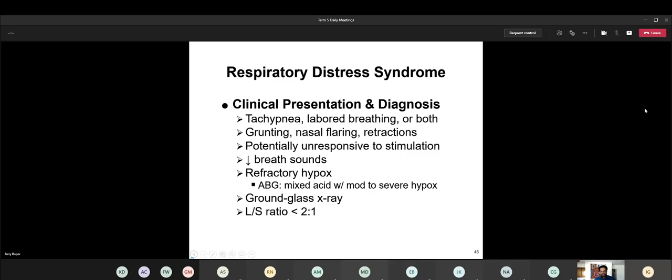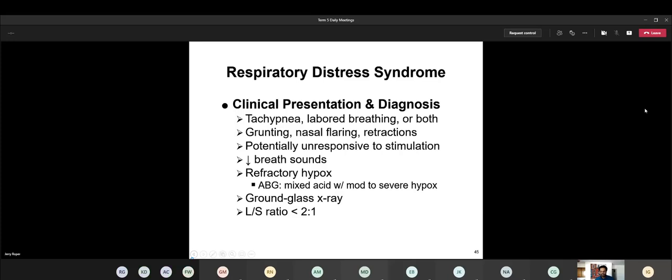The grunting is, of course, the baby's way of trying to produce a back pressure, which is kind of like generating PEEP to try to reverse the atelectasis, trying to really increase the FRC. Flaring, as we said, is a way of trying to increase the diameter of the nares, so that a bigger diameter would mean better gas flow. If you didn't flare while breathing in, it would be even harder to get the air into the lungs.